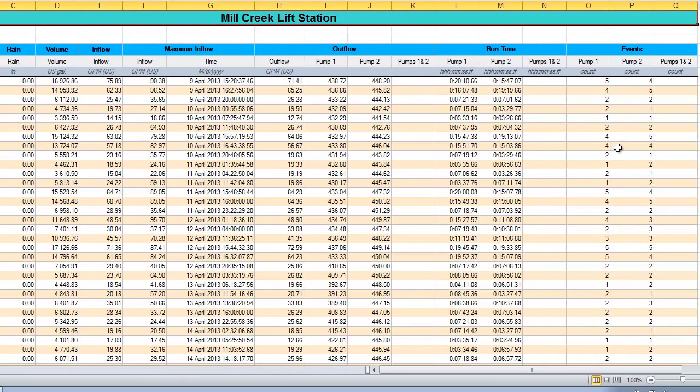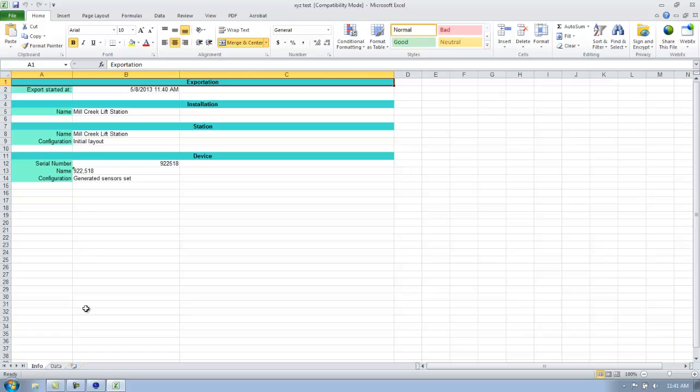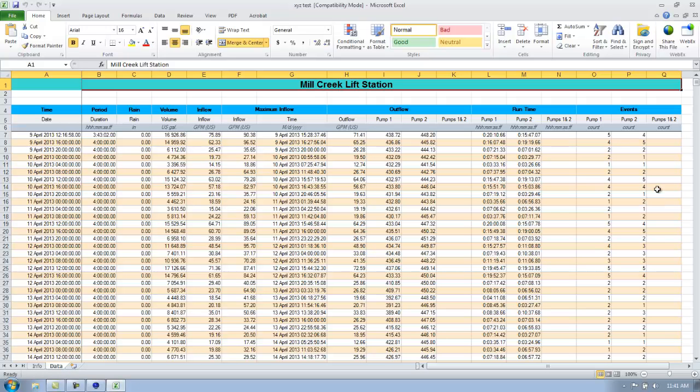So this is an Excel spreadsheet. This is pre-generated by the MerMaid software. Also, it has the information link on the particular station, so there's some additional information that can be put in this field. Here's all your data.